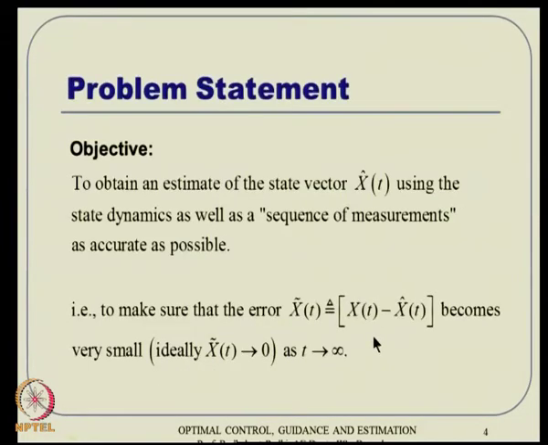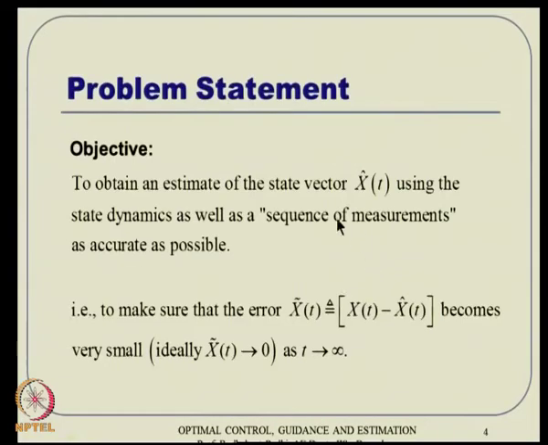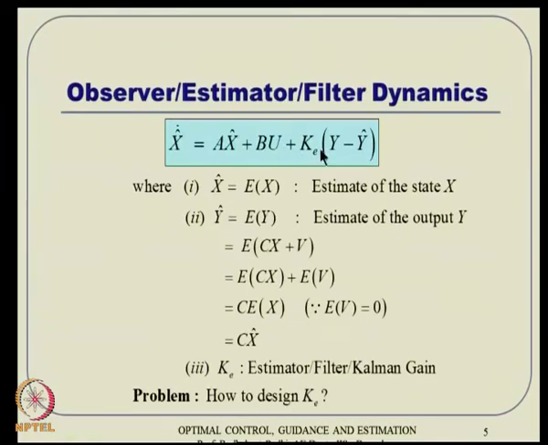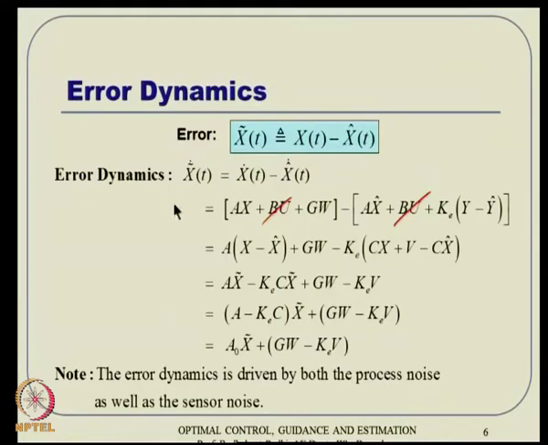The true dynamics is actually driven only by process noise, but the moment you put a filter in the loop and then talk about the error, the error dynamics is nothing but a function of both W and V. That means it is a function of both process noise as well as sensor noise.